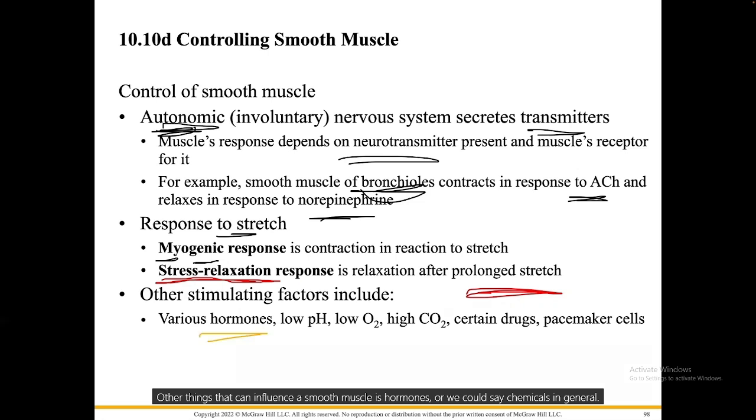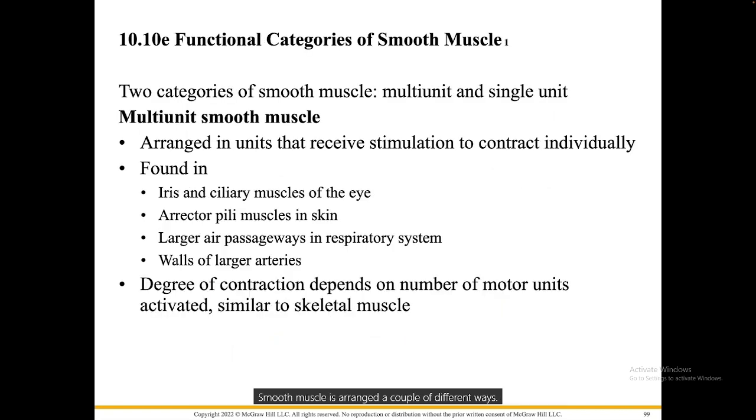Other things that can influence smooth muscle are hormones, or we could say chemicals in general. The pH of the environment, how much oxygen or CO2 is in there, whether we're talking about our digestive system, chemicals and drugs, and even the heart or artificial pacemakers can influence what smooth muscle is doing. Smooth muscle is arranged a couple of different ways.